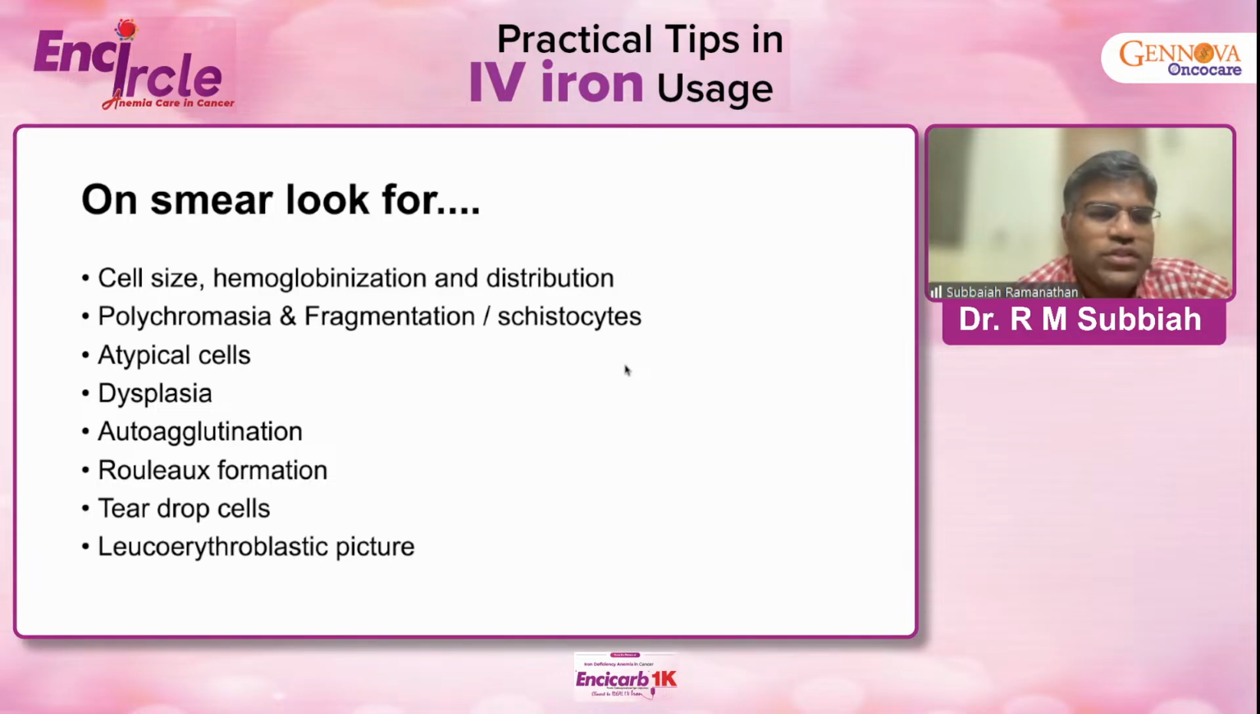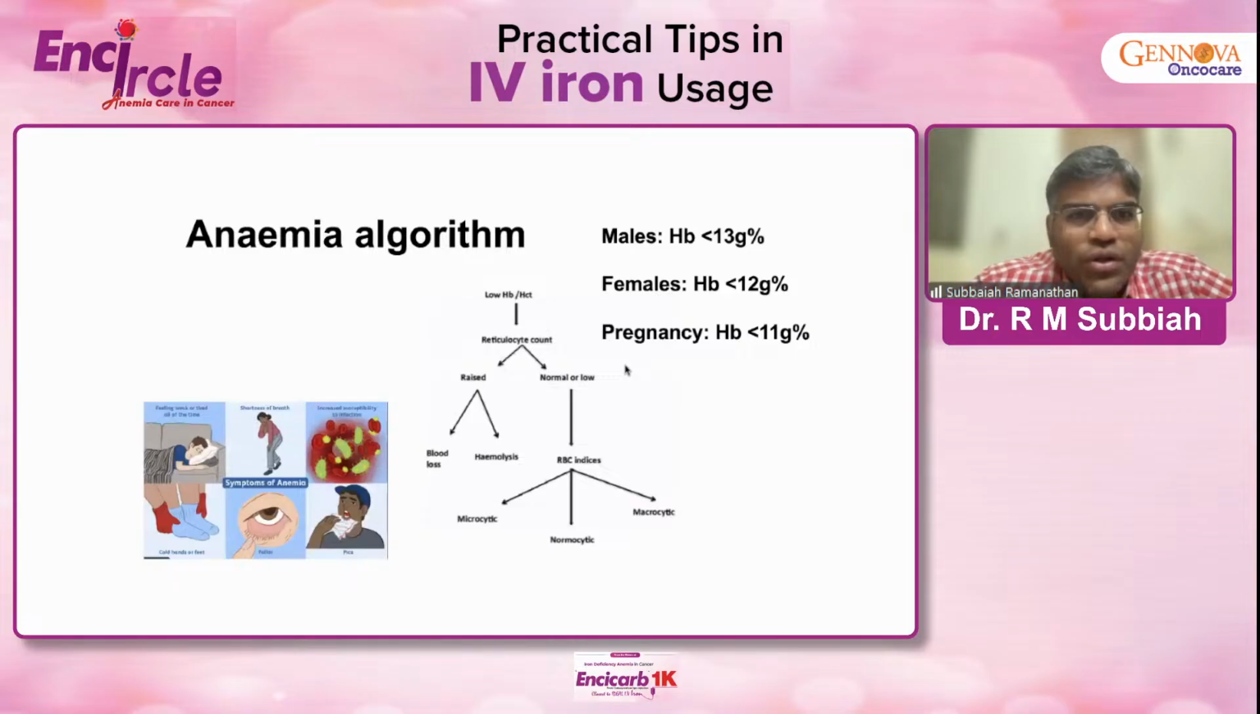Rouleaux formation is stacking of red cells upon each other like stacks of coins. So that's commonly seen in paraproteinemias or any scenario where there is chronic inflammation and hypergammaglobulinemia. The last two features, teardrop cells and leukoerythroblastic blood picture, go together hand in hand, and that's commonly seen in myelophthisic anemias, bone marrow fibrosis, infiltration, where there is a myelophthisic process going on in the marrow. It insults the marrow, and the precursor cells are thrown out of the marrow prior to maturation.